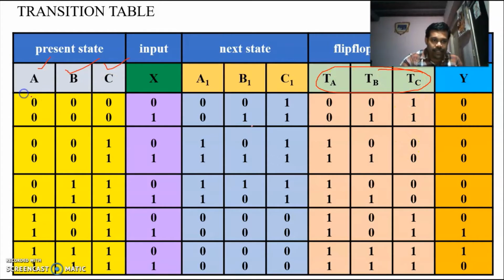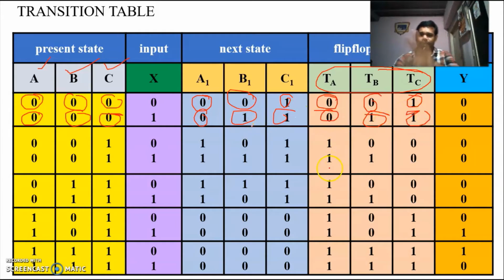For that we have to check A and A1: 0, 0, so you have to put 0 here. Then 0, 0, so you have to put 0 here. 0, 1, 1: for T flip-flop, for 0, 1 and 1, 0, we have to put 1. Next, we will be comparing A with 0. Again, 0, 1 is 1. Again, 0, 1, 1. Similarly, we have to fill all the things.